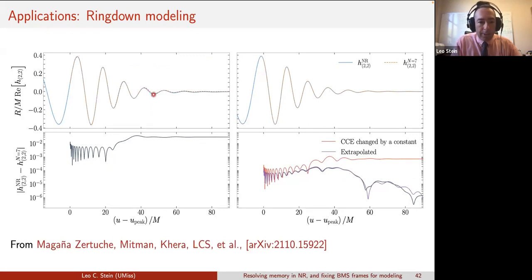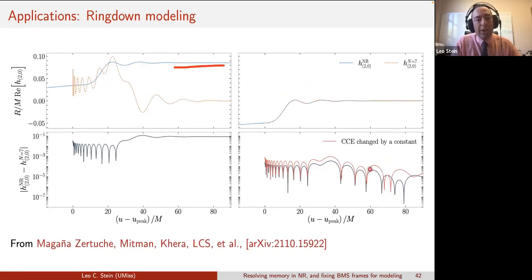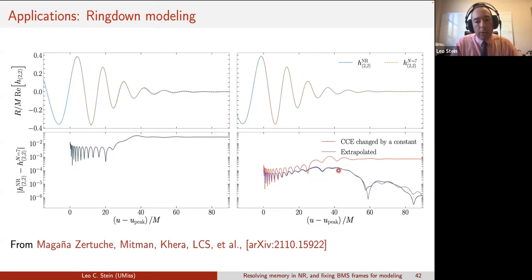There are other things that you could try to do. You could try to just subtract a constant from the waveform. And that is actually still worse than getting yourself into the correct BMS frame, of course. So the effect of this BMS transformation is not just adding a constant, there's also mode mixing. So you can see these two different curves. The red curve is CCE changed by a constant in the old frame, and it's doing worse than getting yourself into the new frame. And even more apparent here.